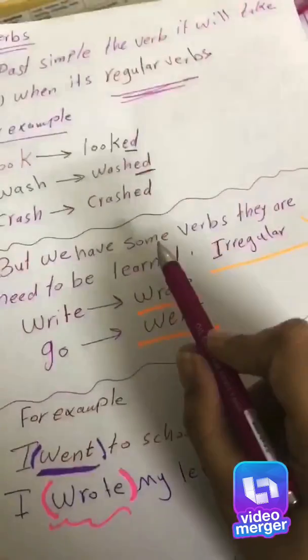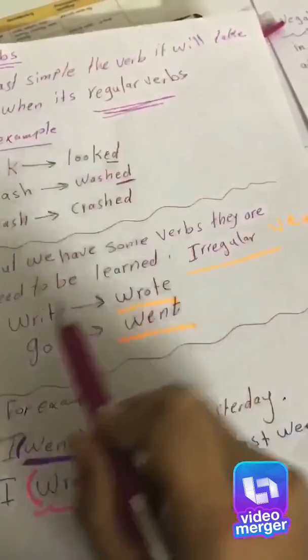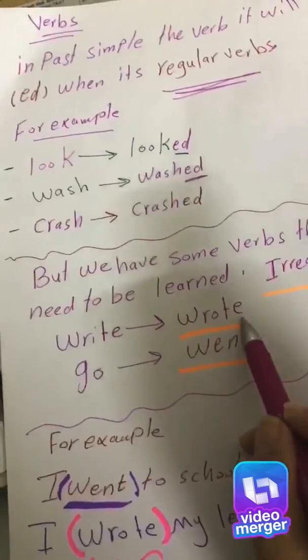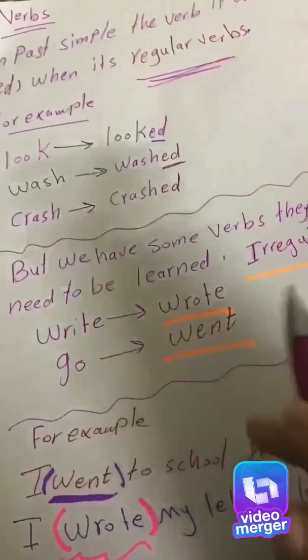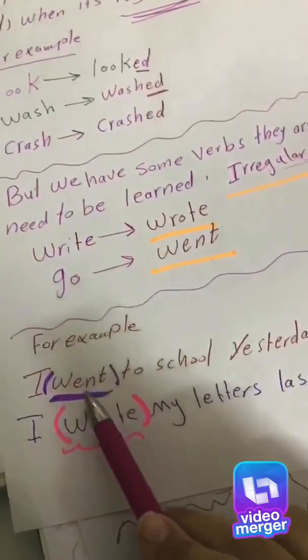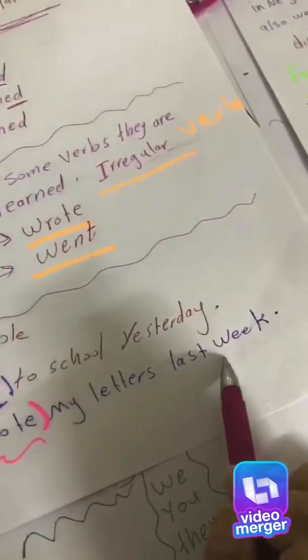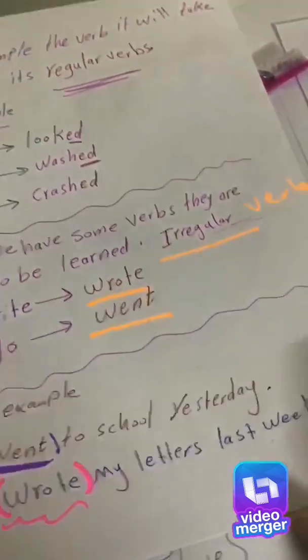But we have some verbs that need to be learned, which we call irregular verbs. For example, write is going to be wrote, go will be went. Look at the examples. I went to school yesterday. I wrote my letters last week. Okay? This is called the affirmative rule.